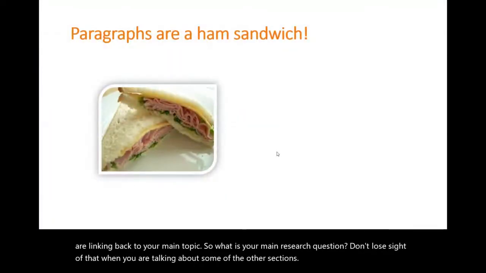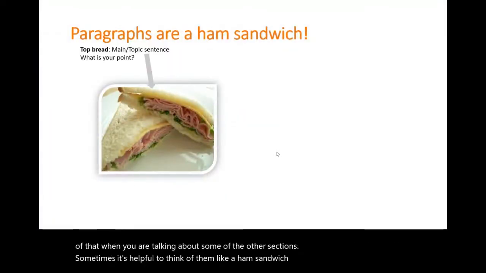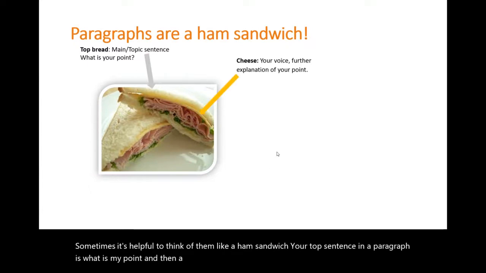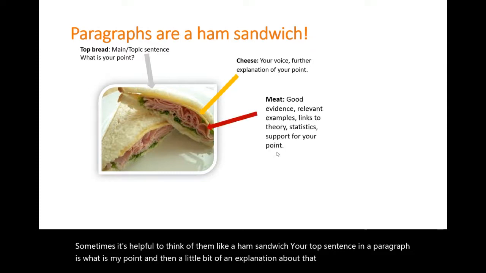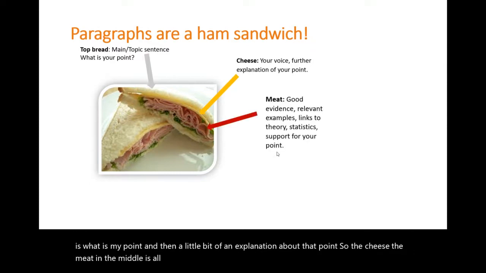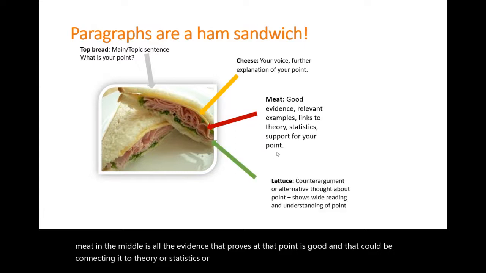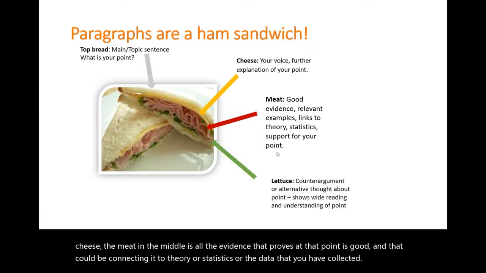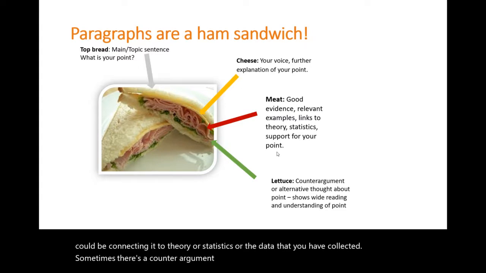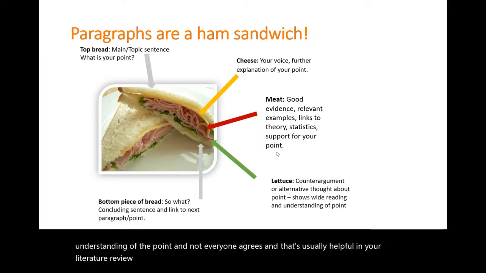Sometimes it's helpful to think of them like a ham sandwich. Your top sentence in a paragraph is: what is my point? And then a little bit of an explanation about that point. So the cheese and the meat in the middle is all the evidence that proves that point is good. That could be connecting it to theory or statistics or the data that you have collected. Sometimes there's a counter argument where you want to show that you have a broad understanding of the point and not everyone agrees, and that's usually helpful in your literature review section, particularly if there are debates about a topic.